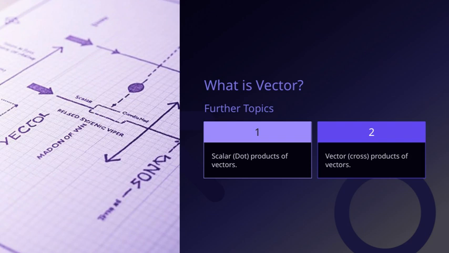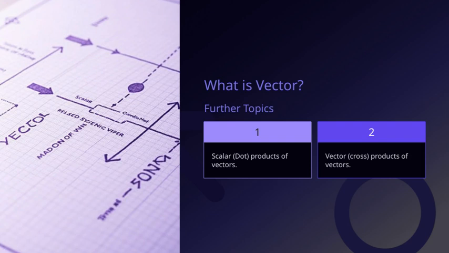Next, we have the scalar or dot product. This product gives us a single number, or scalar, that reflects how much two vectors are pointing in the same direction. It's a handy tool for finding angles between vectors or projecting one vector onto another.